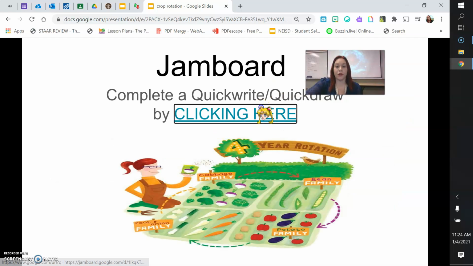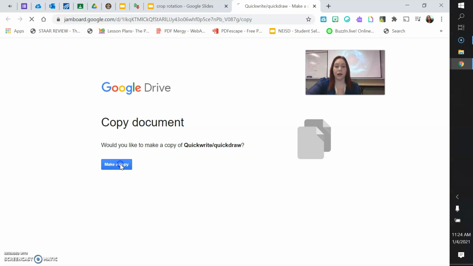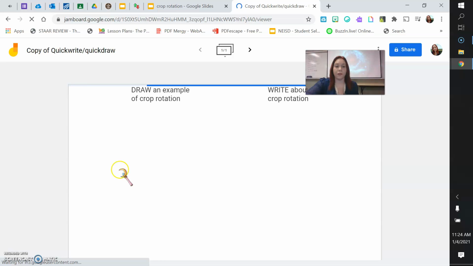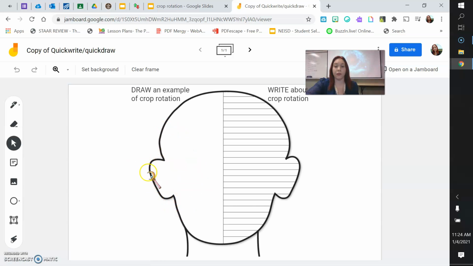Now you're going to go to Jamboard, make a copy, and you're going to complete a quick draw, quick write. So on the left, you draw an example of what crop rotation is. On the right, you're going to write an example of what crop rotation is. You can use a drawing tool. There's also a text tool. No inserting images, okay? Drawing and writing. If you have any questions, comment on the assignment.